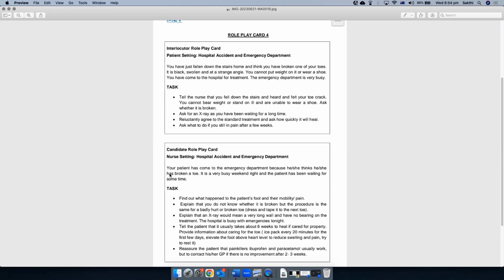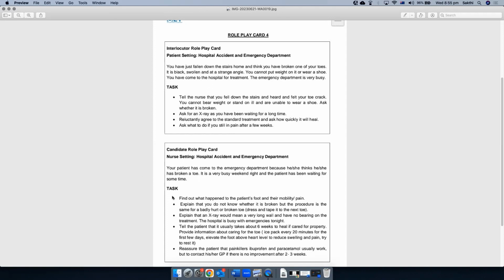You have to understand that even if they haven't broken their toe, you have to firstly acknowledge their concern, and then you have to provide assurance to them so that they will feel more motivated. Okay, and they will be able to share with you all the information you are asking. That's what I would like to highlight here. It's a very busy weekend night, and the patient has been waiting for some time. That's what you're going to do.